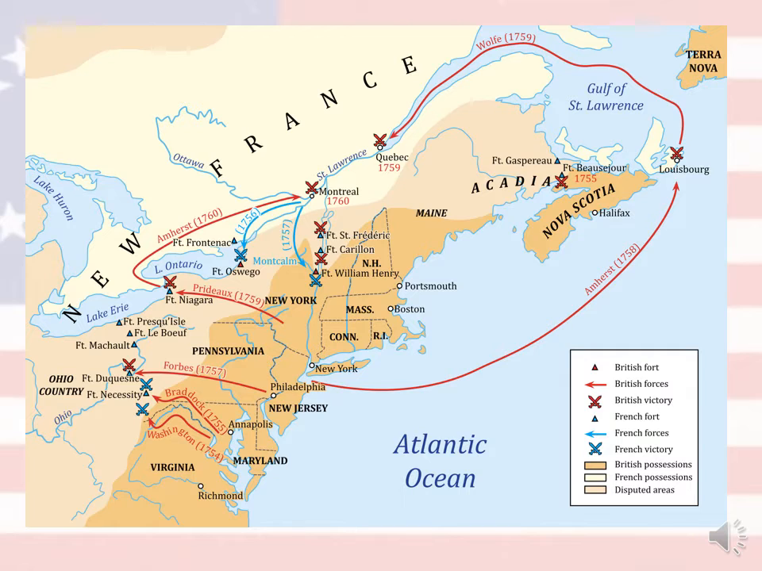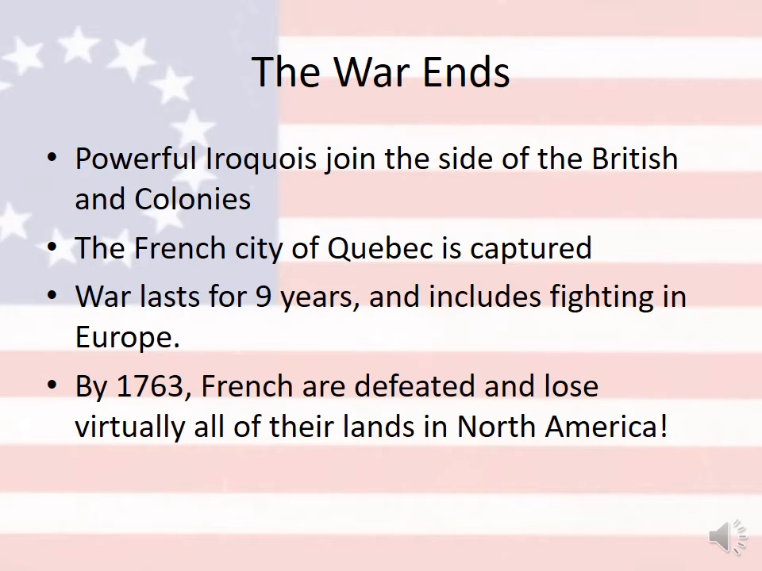Obviously, a lot of the blue triangles are located near major rivers or near major waterways. We have the St. Lawrence River up towards the north. Obviously, both of these countries move troops, move supplies by way of boat. So obviously, a lot of these forts and a lot of the victories or a lot of the fighting occurred close to these waterways. So the war ends.